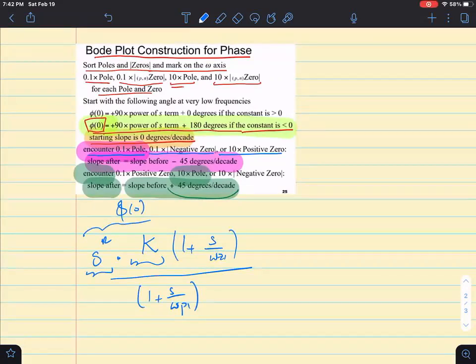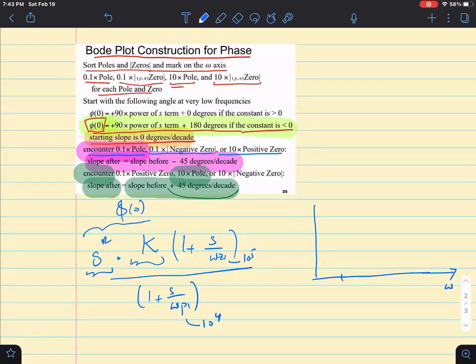Okay, and then any time, so here for example let us say that this is 10 to the 5 and this is 10 to the 4. I have to put the 0.1 times the pole, the 0.1 times the 0 and stuff like that, sorted in order on the omega axis.